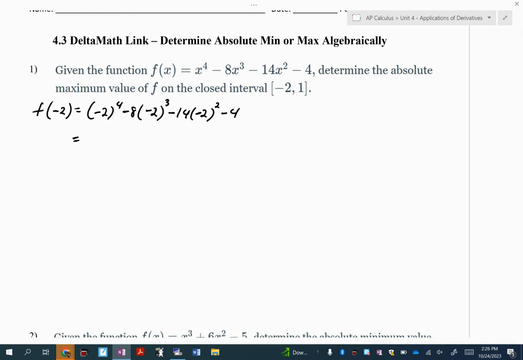What is -2 to the 4th power? 16. Thank you. Ooh, I was really worried. This is going to take a lot longer than I anticipated. Okay. What is -2 cubed? -8. But then when I multiply it by the -8 that's already there, I'm going to write +64. Wow. -2 squared is 4. 4 times -4, or excuse me, -14.